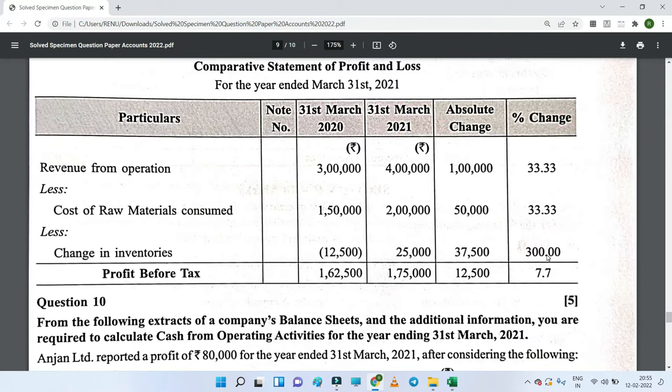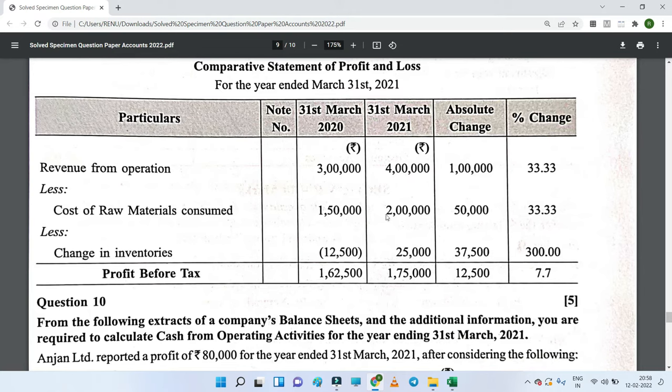as 300. Now we need to calculate profit before tax. From 3 lakh, when 1,50,000 is deducted, it will come 1,50,000. And again from 1,50,000, we will deduct minus 12,500. But minus minus is again plus. So 1,50,000 plus 12,500, your answer will come 1,62,500. That is the profit before tax.